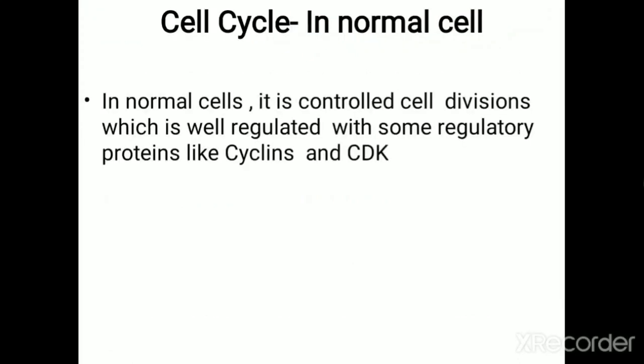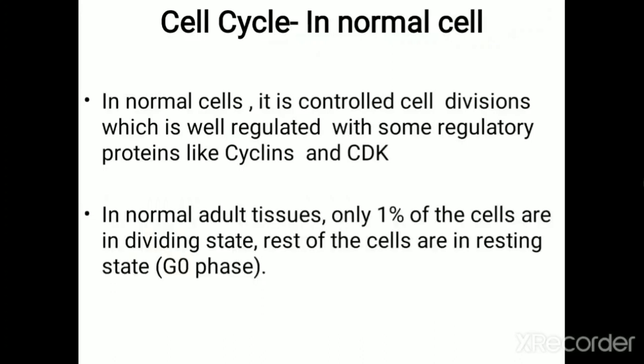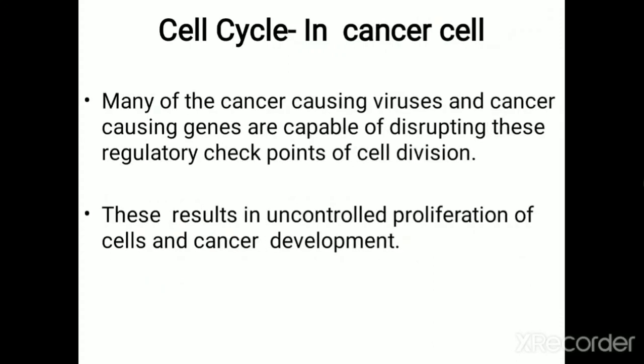So in a normal cell population, the cell cycle is a well-regulated event, and these are regulated by different types of regulatory proteins like cyclin-dependent kinase enzyme, retinoblastoma protein, and p53 protein. So in a normal cell, the cell cycle is a well-regulated process, and most of the cells are in dormant phase. Only 1% of the cells are in the mitotic phase. But in case of a cancer cell, all these regulatory processes are disrupted, so that will result in uncontrolled proliferation of the cell and cancer development.